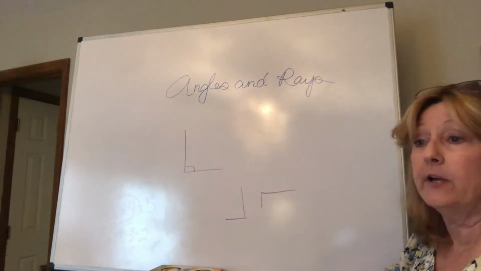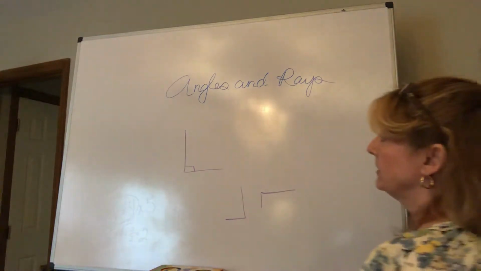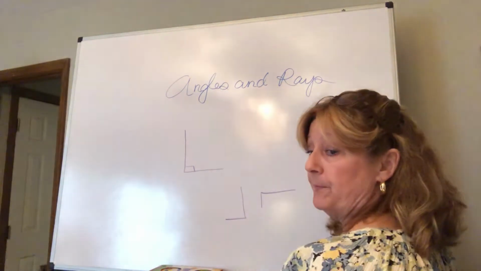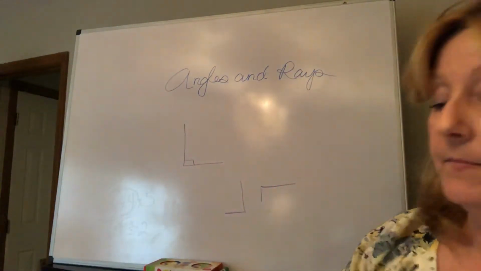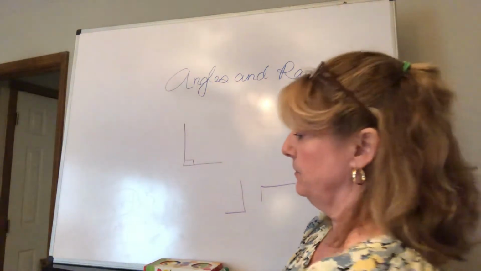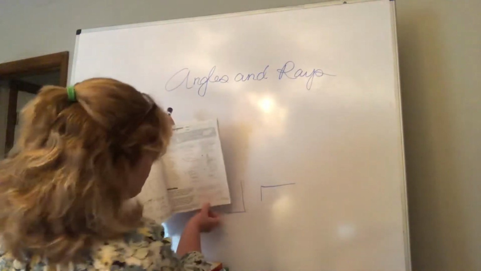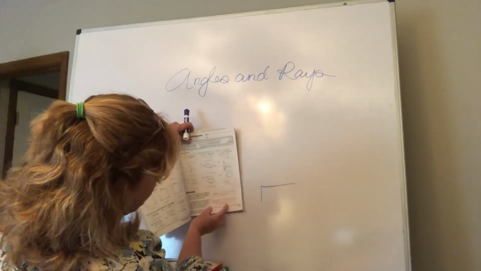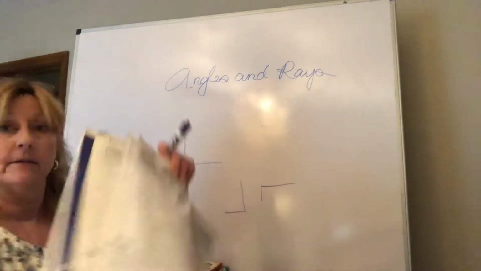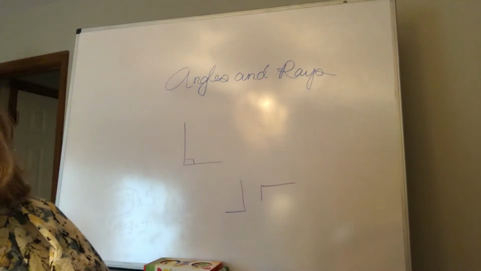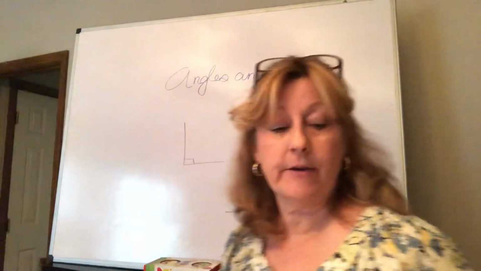So if you do not have a protractor, you can take the edge of your piece of paper, slip it right into there, and if it makes your L, then you have a right angle. Don't have to have a protractor to do that, okay?